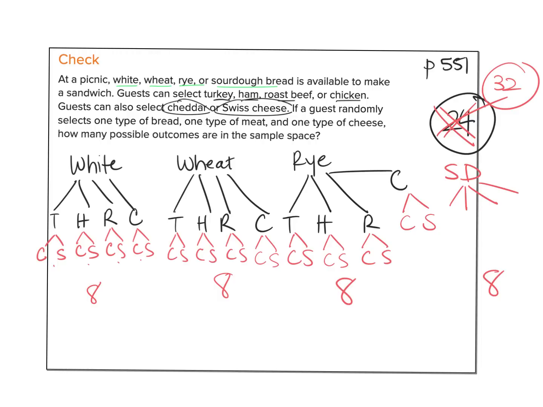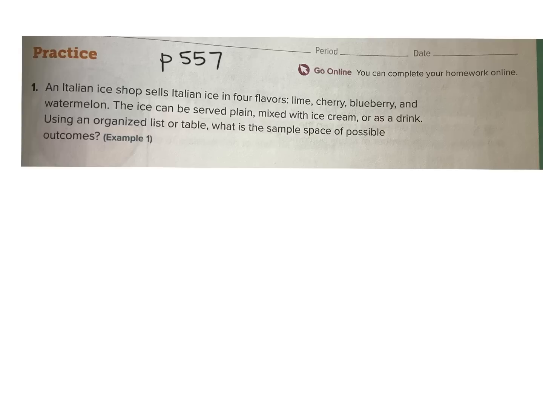I could have gotten that by also saying, hey, for bread, there's 4 options. For meat, there's 4 options. And for cheese, there's 2 options. So I could have done 4 times 4 times 2, which ends up being 32. So there are 32 different outcomes in that sample space. You could have made this as a list as well, but this was just the tree diagram version.